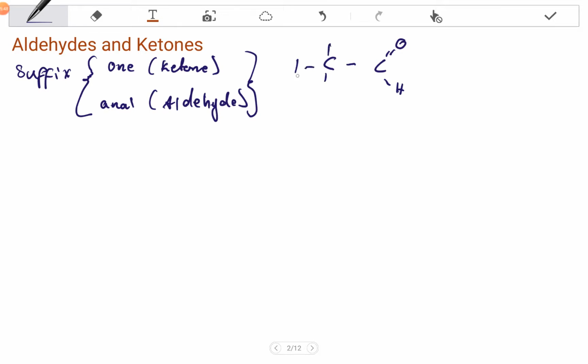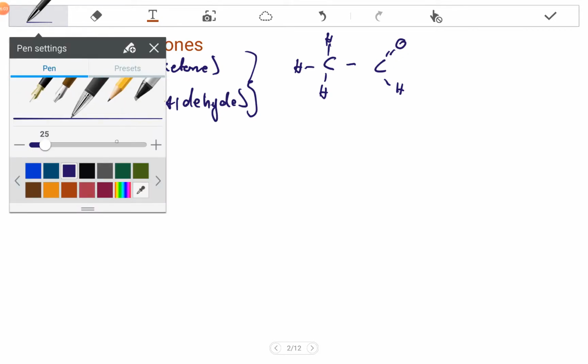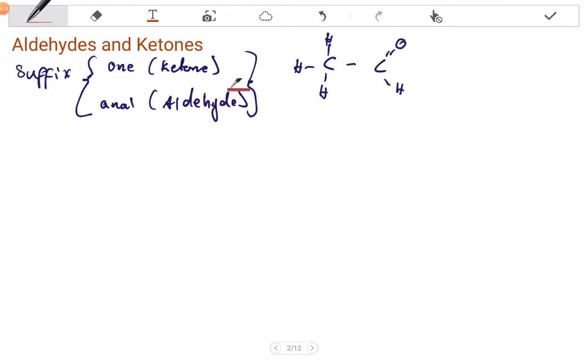So it's an example of what? Of an aldehyde. Sorry, I was missing these things. This is an example of an aldehyde. The aldehyde functional group is always at the end or at the starting point, depending on how you want to specify it.